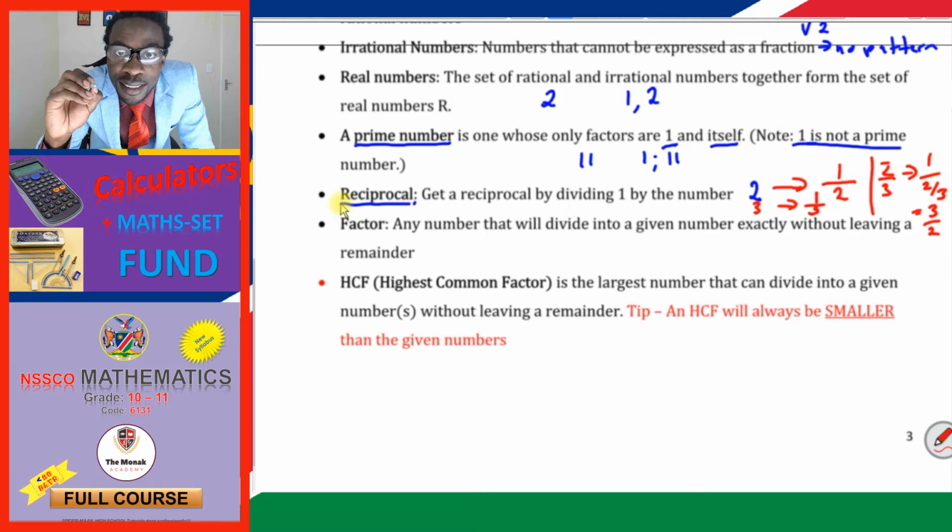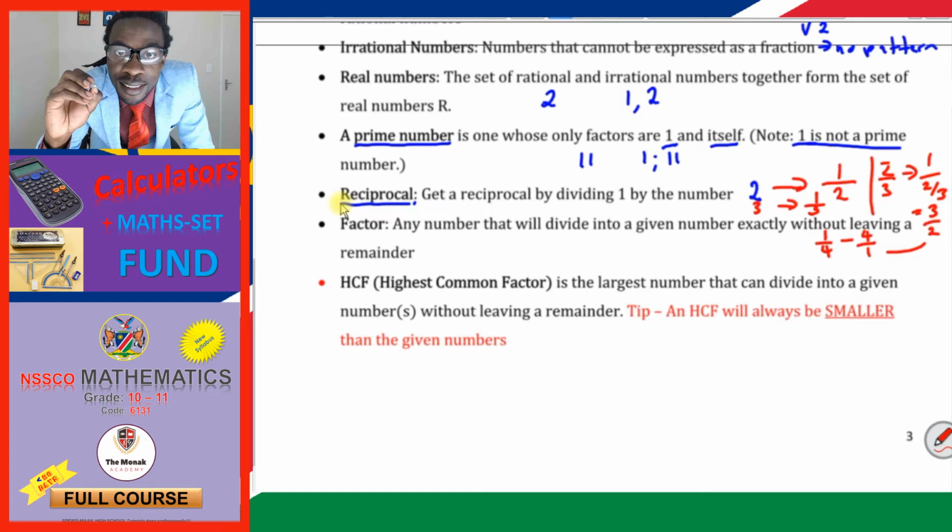So we go to another example. Let's say we had 1 over 4. The reciprocal, like we said, we switch. 4 comes here, 1 comes here. So it's simply 4 over 1, which is 4. That's how you get a reciprocal.